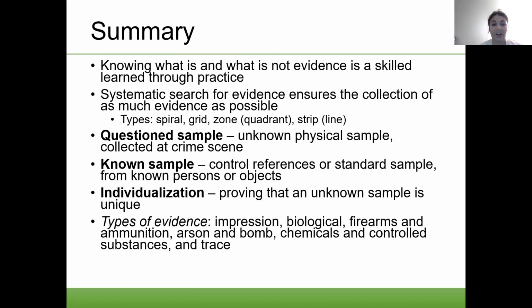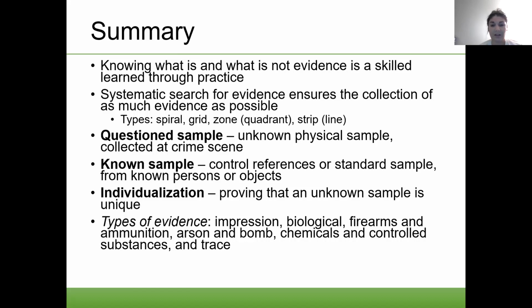So in summary, knowing what is and is not evidence is a skilled practice that you learn. It's a skill learned through practice. You have to do a systematic search for evidence at the crime scene, and this ensures that you collect as much evidence as possible. You're trying to collect every piece of evidence you can from a crime scene, and the best way to do that is through a systematic search. The types include spiral, grid, zone, and strip.